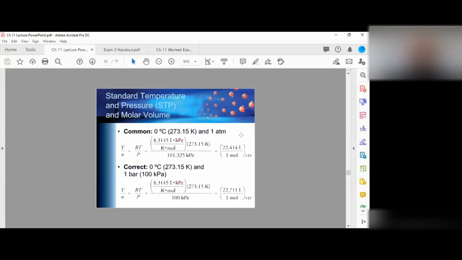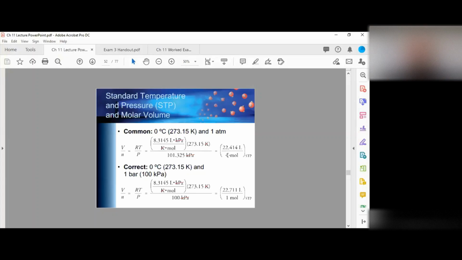What is that volume? 22.414 liter. What does this volume mean? It means if I take 1 mole of any gaseous compound and I set the temperature to be 0 Celsius or 273.15 Kelvin, and I set the pressure to be 1 atmosphere, I'm going to find that this 1 mole occupies a volume of 22.414 liter. That's what we mean by molar volume.